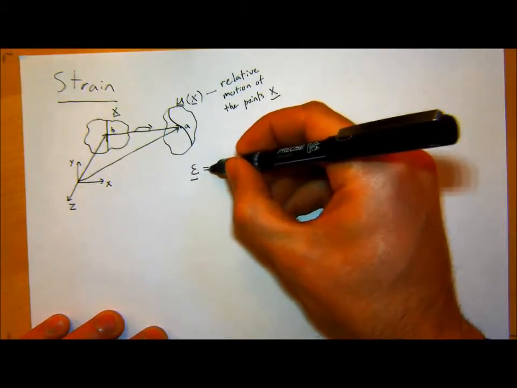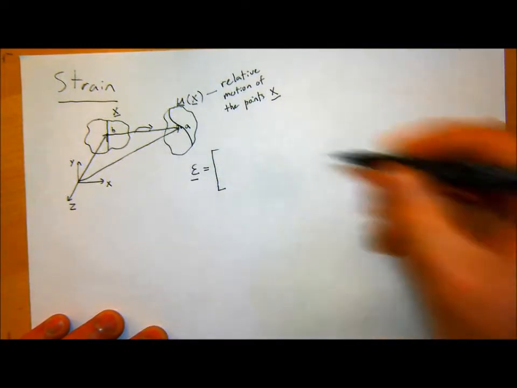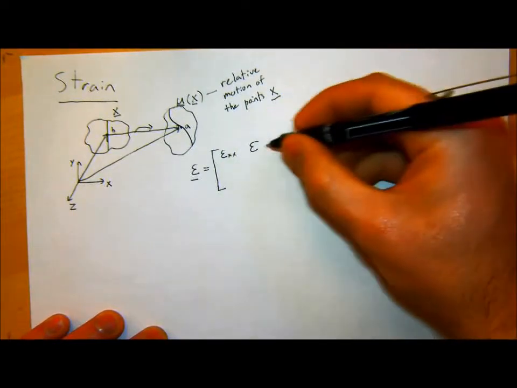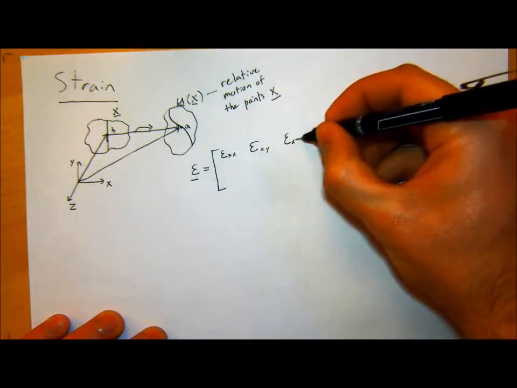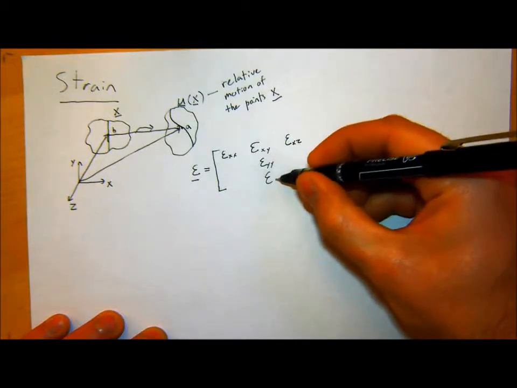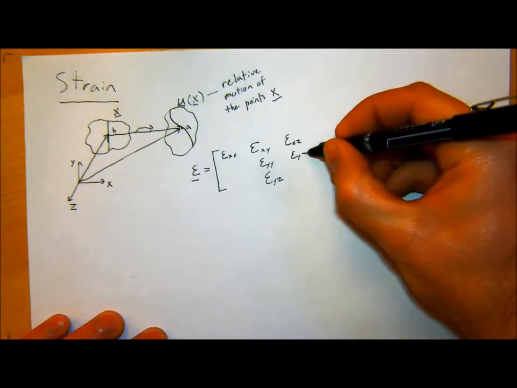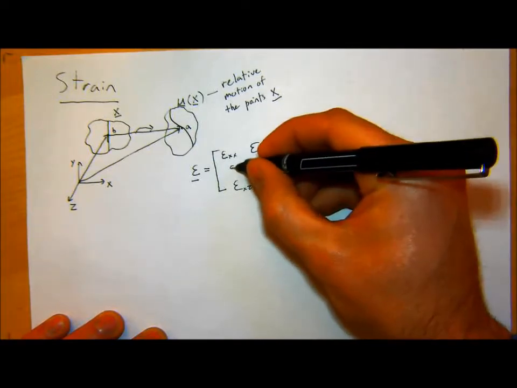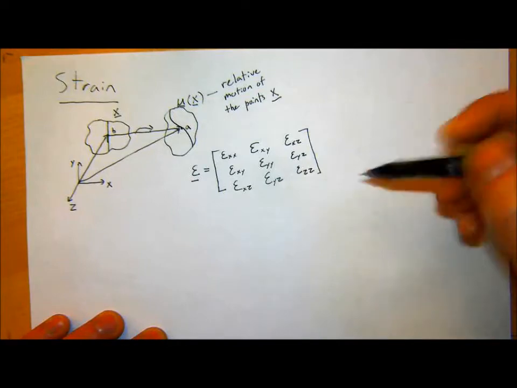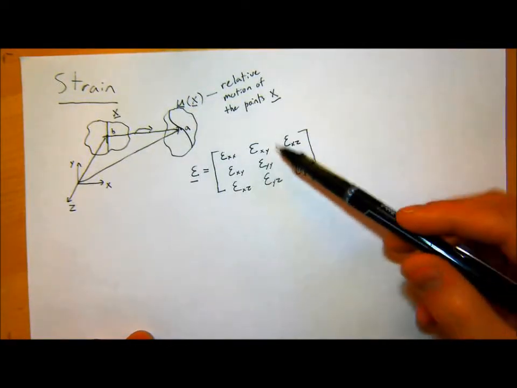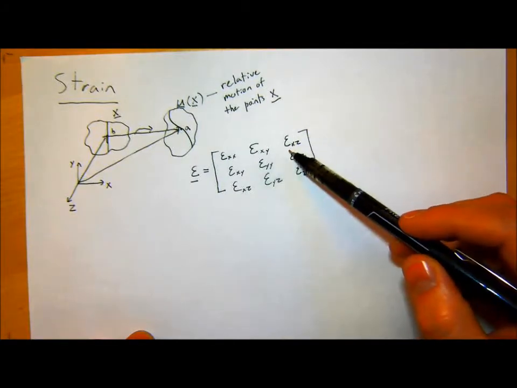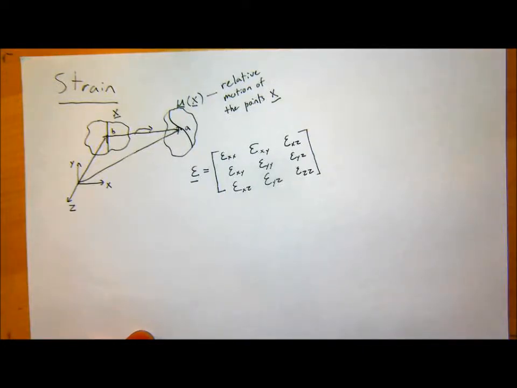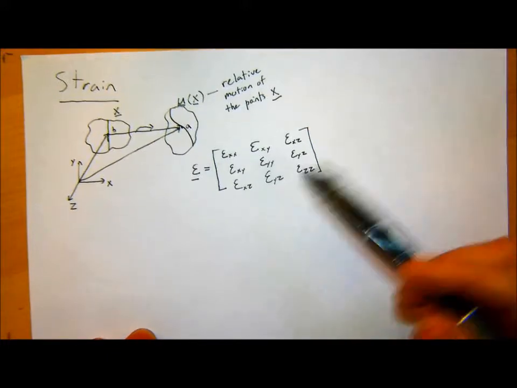From this, in this body, we can generally define some sort of strain, which, to mimic how we wrote our stress before, I can call epsilon: epsilon xx, epsilon xy, epsilon xz, yy, yz. I'm going to say right off the bat that this strain has to be symmetric based on its relationship to stress, which we know has to be symmetric to preserve angular momentum. If the stress isn't symmetric, then the body will spin. Similarly, if we have a body in static equilibrium, the strain will be symmetric.